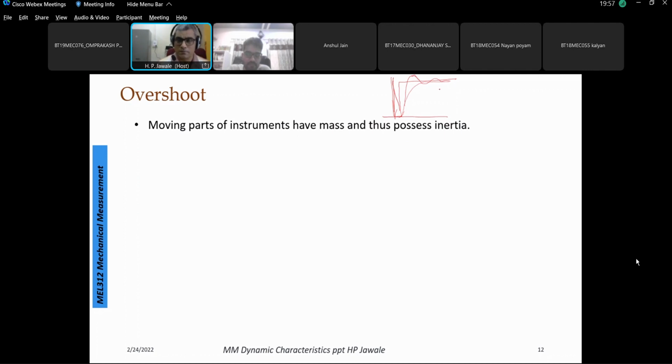So the reason behind this is that inertia is there. Say moving parts of the instrument have mass. There are definitely some components with mass in the measurement system. And if suppose sudden motion is given, because of the motion, the mass starts accelerating. Then because of the acceleration, it picks up speed, and many times it shows an output reading which is even greater than the value of the input given because of the initial excitation, right?